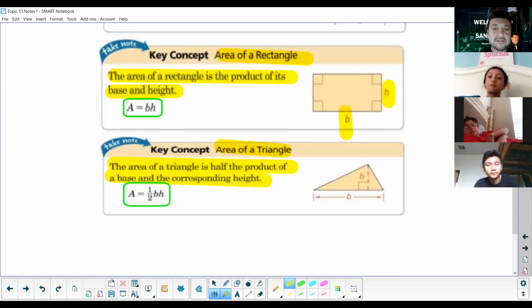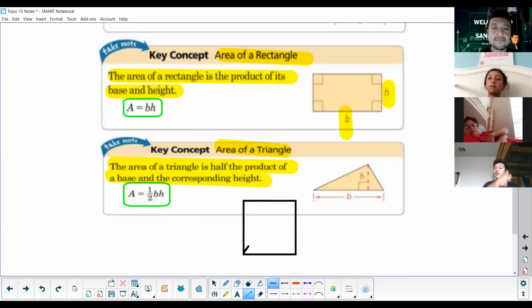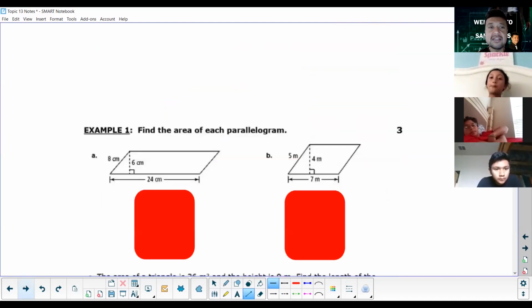Okay, and why is that so, Marcus? Why is it half? Because the triangle is just half a square. If you cut a square diagonally, you get two triangles. Okay, good. Now let's move on to the next one. Celeste, go ahead and read the instructions on example 1.